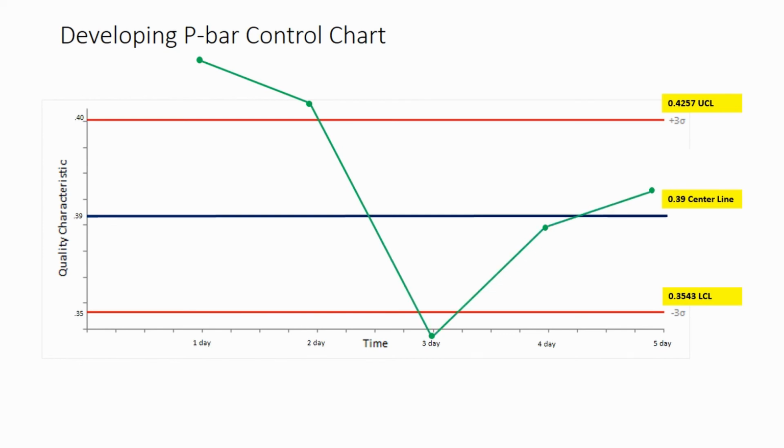Since there are several points beyond the control limit, we can say the process is out of control. The proportion of defects relative to the samples is very large, therefore the process has to be corrected. If no points are beyond the control limits, this means the process is in control.